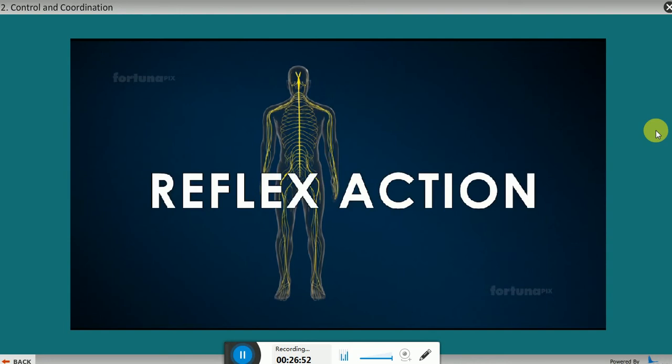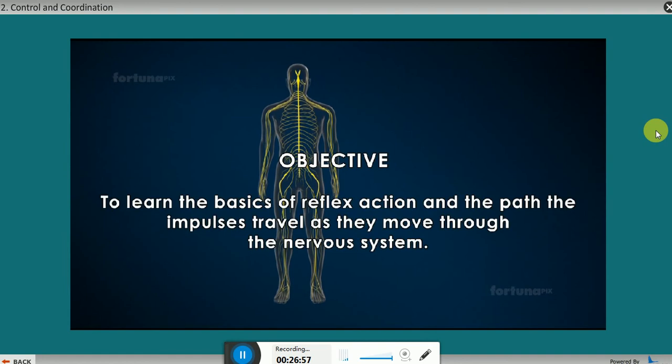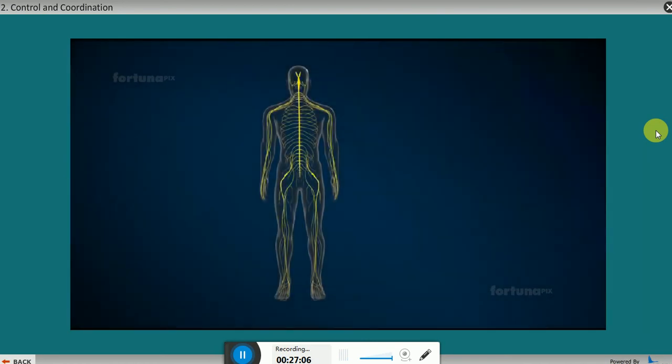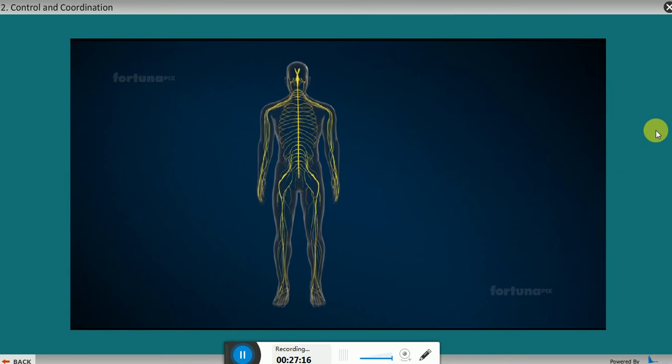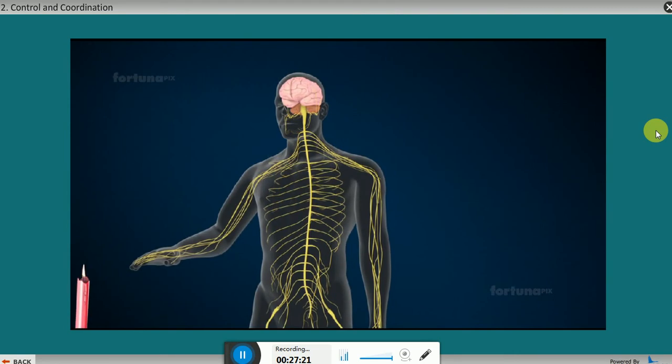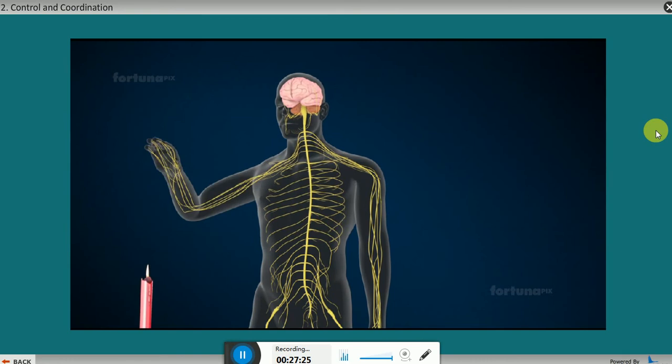Reflex action. Objective: to learn the basics of reflex action and the path the impulses travel as they move through the nervous system. In the nervous system, reflex actions are ones which have an automatic and quick response to a stimulus. To see a simple reflex action, when a burning candle is brought near, the hand instantly moves away from the flame.